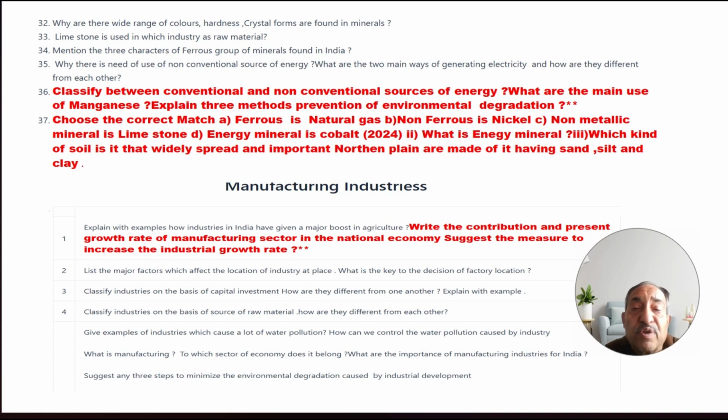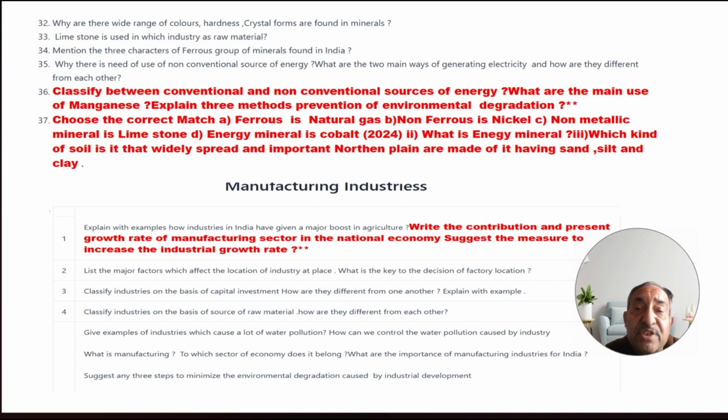These are 2024 questions. Classify between the conventional and non-conventional sources of energy. What are the main uses of manganese? Explain the three methods for prevention of the environmental degradation.